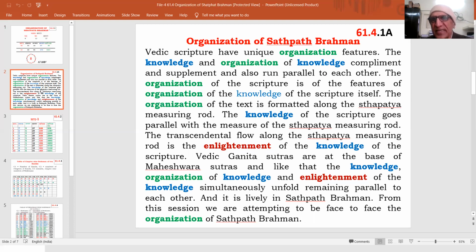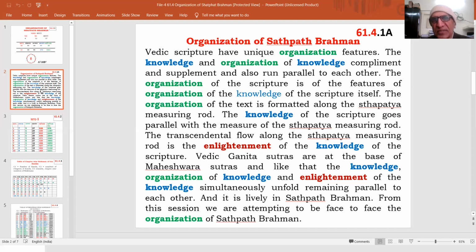The uniqueness is that the knowledge and organization of knowledge complement and supplement each other. Further, knowledge and organization of knowledge run parallel to each other. So this complementing and supplementing feature, simultaneously remaining parallel, is the characteristic which deserves to be imbibed well.